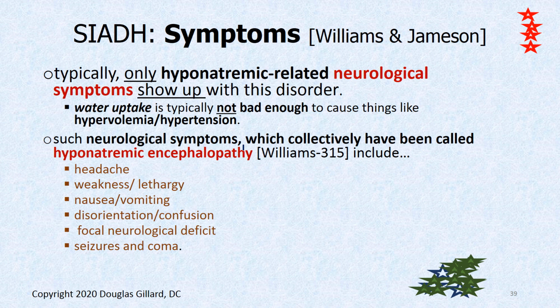What are the symptoms? Well, you have hyponatremia. You could eventually get hyponatremic encephalopathy where the body is demanding water. Typically only hyponatremia-related neurological symptoms will show up in the disorder. So water uptake is typically not bad enough to cause things like hypervolemia or hypertension. So you get headache, weakness, lethargy. Your brain's not going to shrink with this one though, but still, you can have neurological deficits and seizures and coma. So kind of similar to underexpression of ADH in a way. So you can see why this could be tough to diagnose.